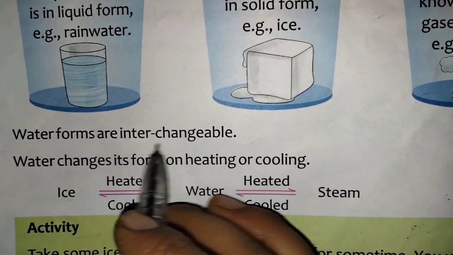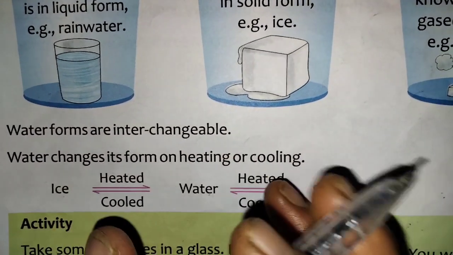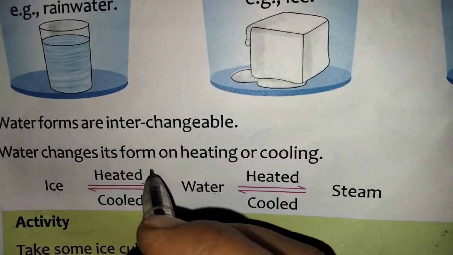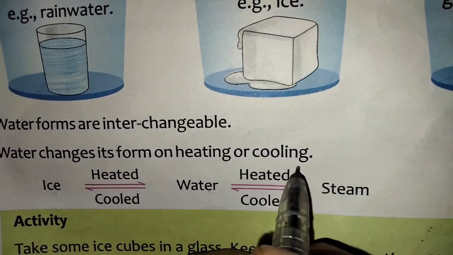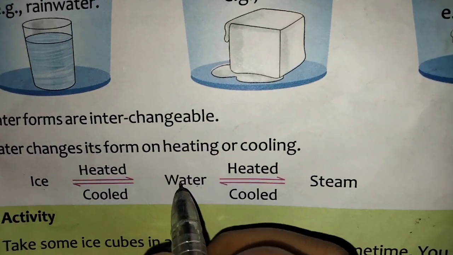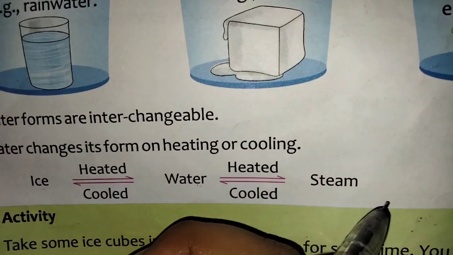Water forms are interchangeable. Water changes its form on heating or cooling. Ice, when heated, becomes water. Water, when heated, will go into steam.